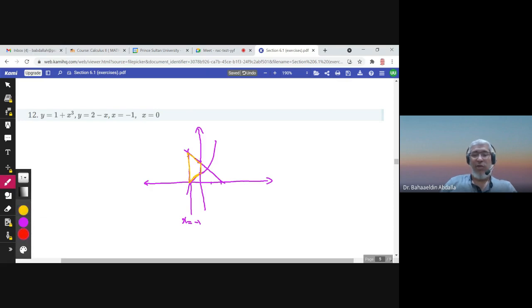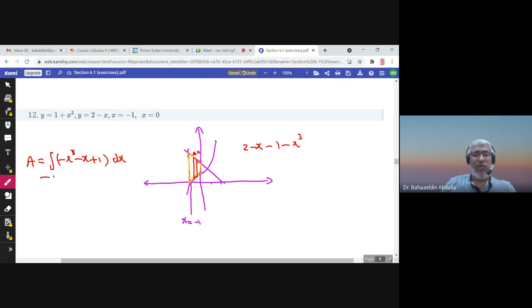Again, you can notice choosing a vertical rectangle here will finish the problem in one step. The width is delta x. The length would be the line above the curve, so 2 minus x minus the curve, so it's minus 1 minus x cubed. So this is the height of the rectangle. So in this case, the area would be given by, in simplest form, negative x cubed minus x, and we have 2 minus 1 is plus 1, dx, and x is from negative 1 to 0. So this will give you the area of this region.